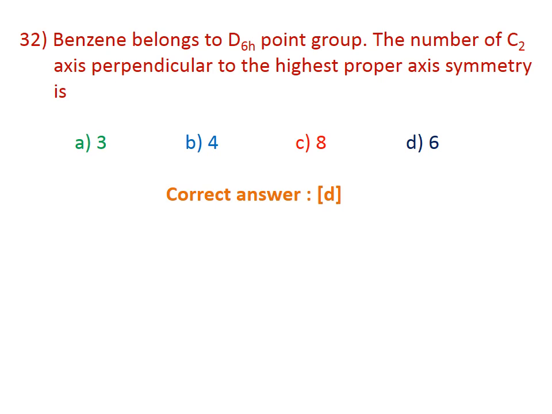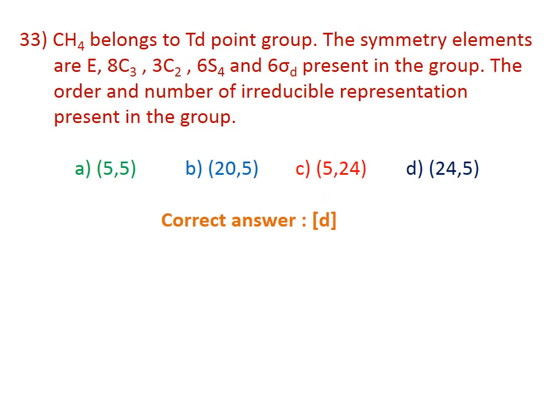You take any molecule, suppose the group is Dnh, the number of C2 axes perpendicular to the highest proper axis of symmetry is n. Similarly, it may be D2h, 2 C2 axes of symmetry perpendicular to the highest proper axis. If you consider D3h, 3 C2 axes of symmetry perpendicular to the highest proper axis of symmetry. Therefore, the correct answer for this question is D.